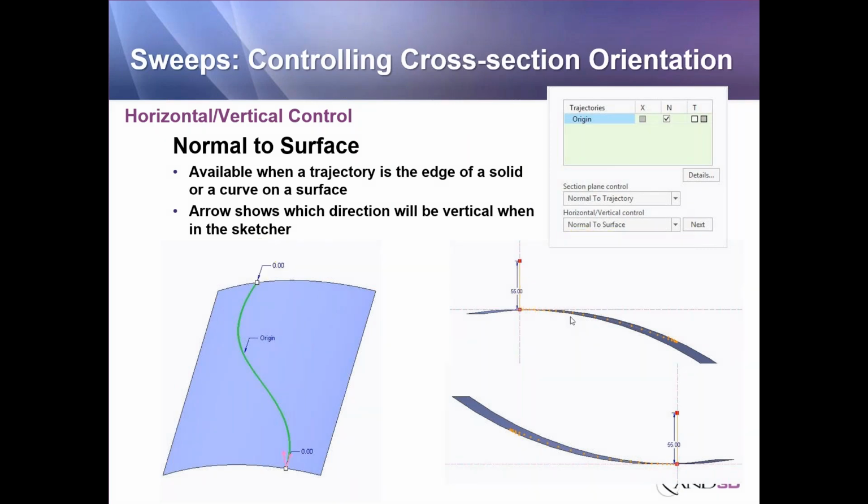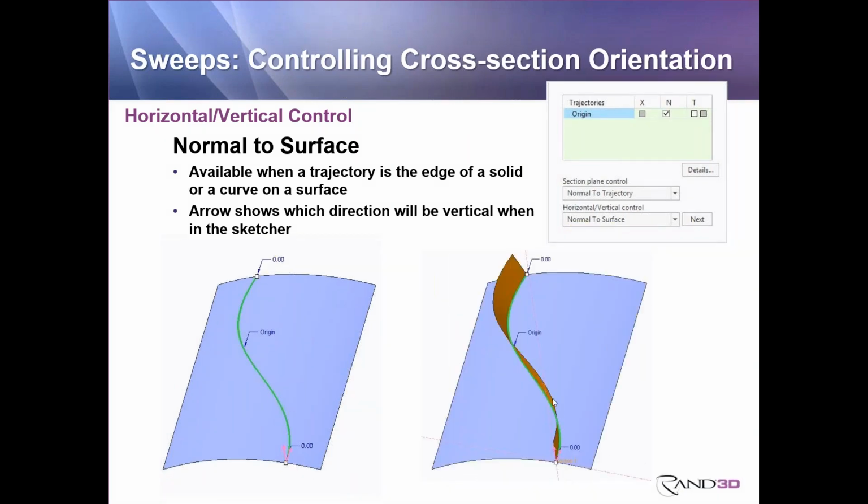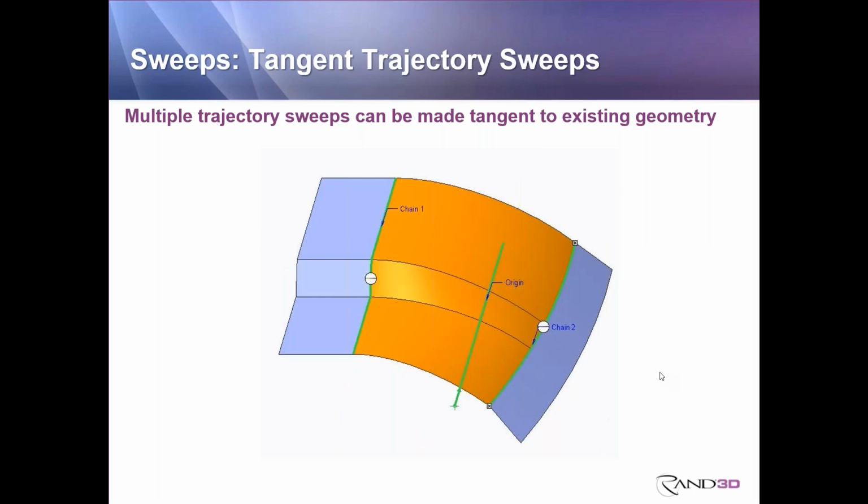And again, that's what they're trying to show you here. You can see the end result now as this thing sweeps down. You can see how it's kind of turning as it goes along. And then when you make a sweep, you can also make the sweep tangent on here.